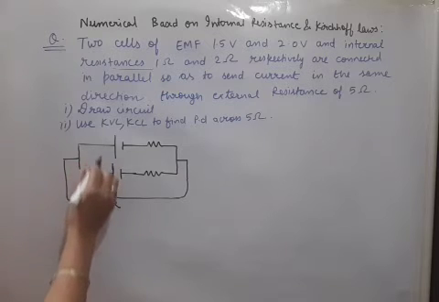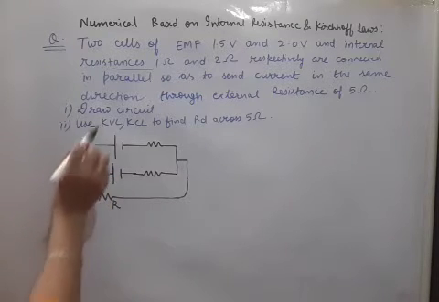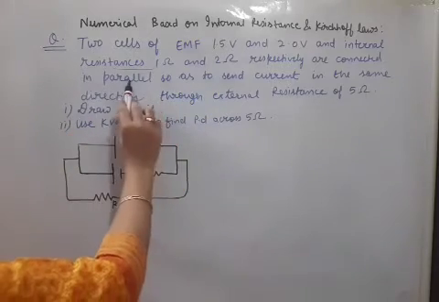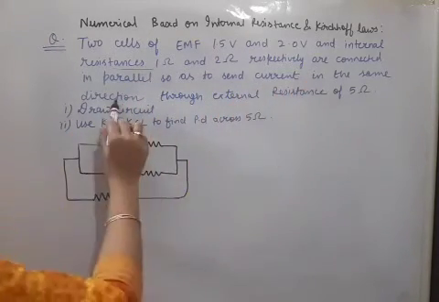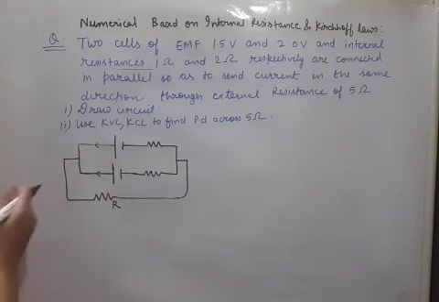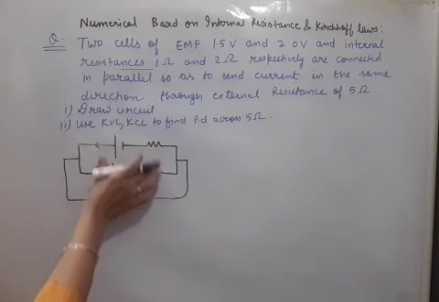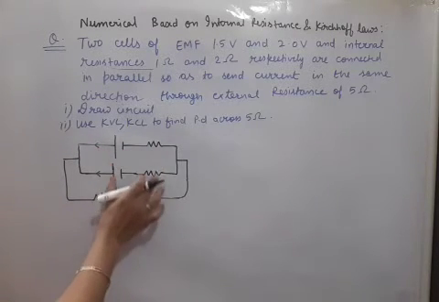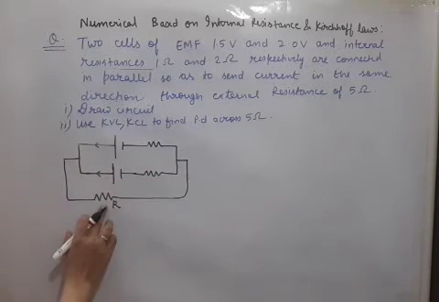Okay, so first of all, why have we connected positive terminals on the same side? Because it is written in the question, they are connected in parallel so as to send current in the same direction. So this will also send and this will also send current in the same direction to the external resistance. So this is the circuit diagram. Two cells in parallel along with internal resistance and connected with the external resistance.